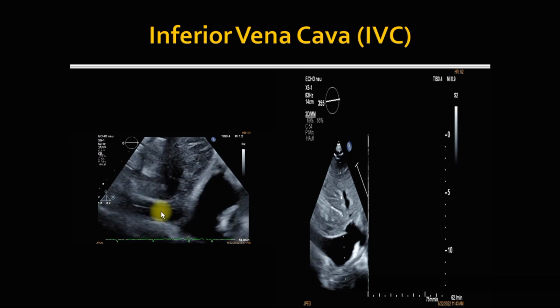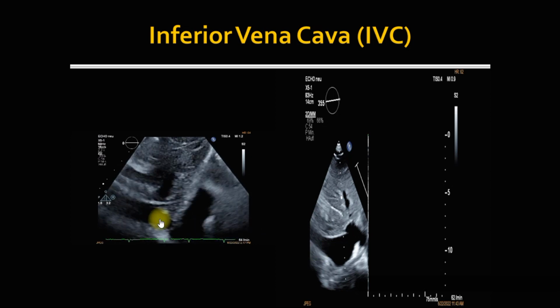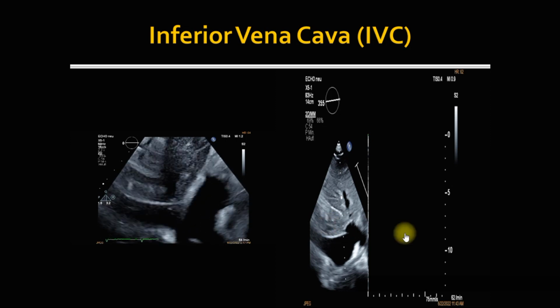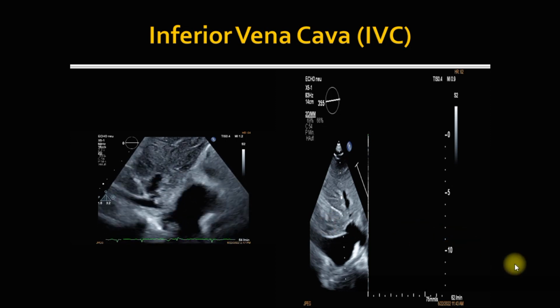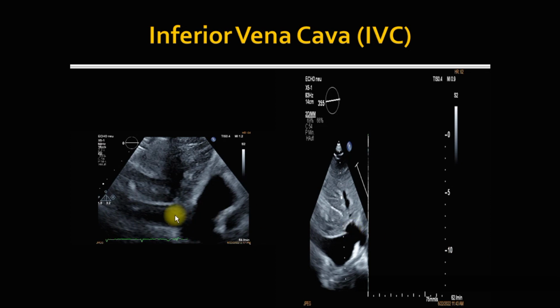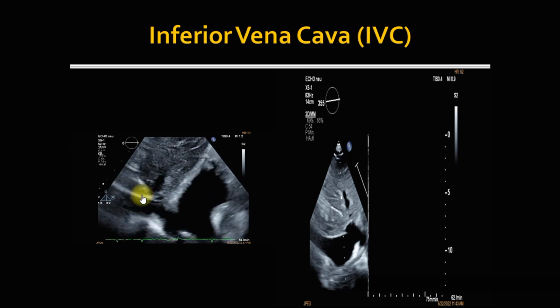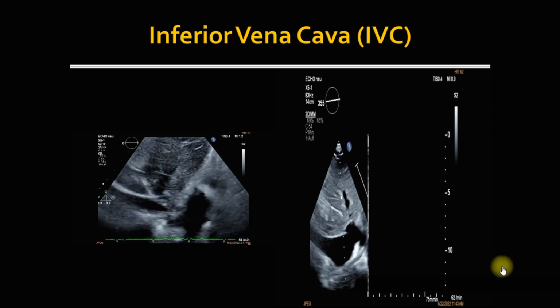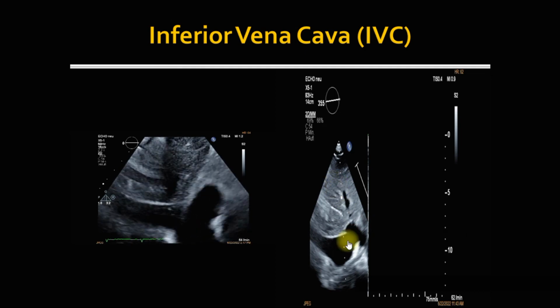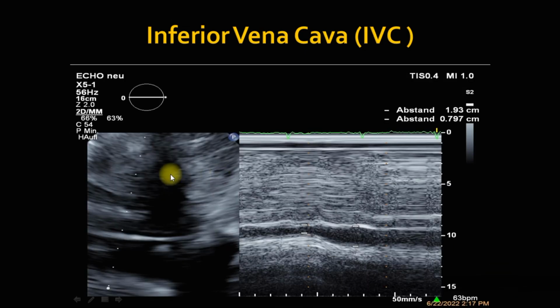Then we have to measure at first the diameter of the inferior vena cava and look for inspiratory collapse. We can measure the diameter of the inferior vena cava either from the 2D image, from here, or I like to do it with M mode. I place the M mode over the inferior vena cava about 2 centimeters from its drainage in the right atrium. Then we can get a picture like that.